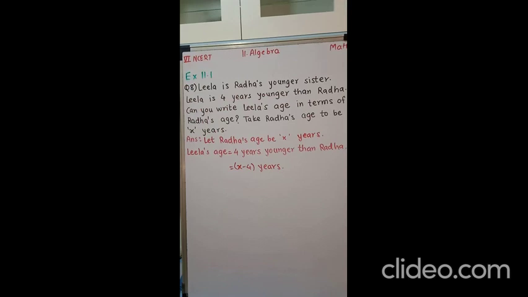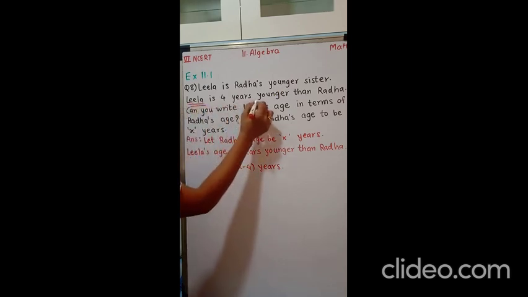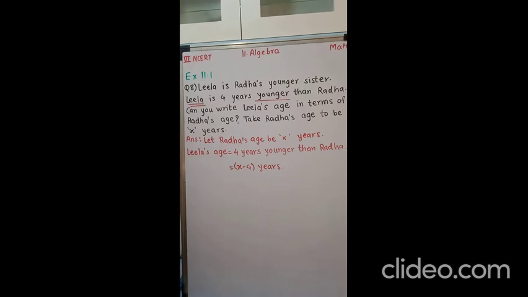We are solving grade 6 mathematics NCERT chapter number 11 algebra exercise 11.1 question number 8. The question is Leela is Radha's younger sister. Leela is 4 years younger, means Leela is smaller than Radha. Can you write Leela's age in terms of Radha's age?